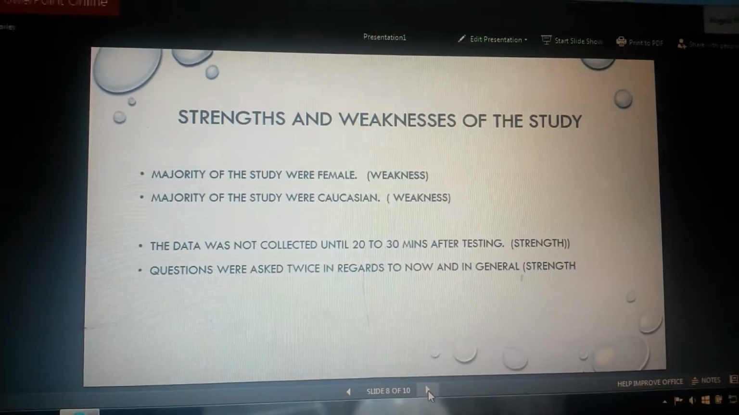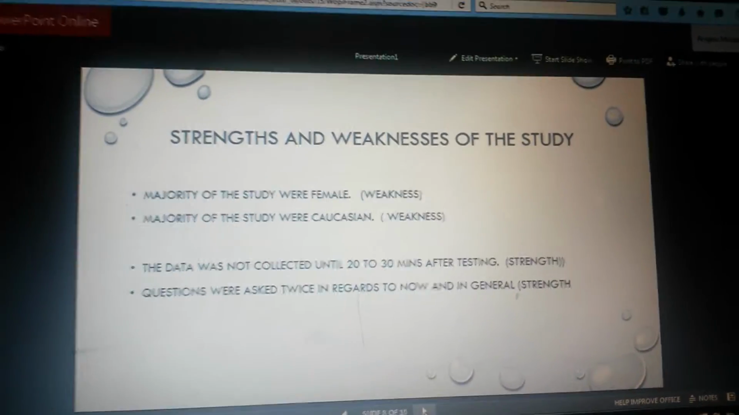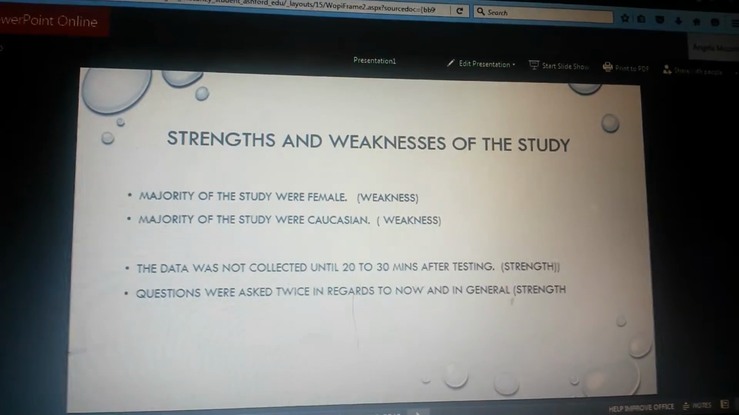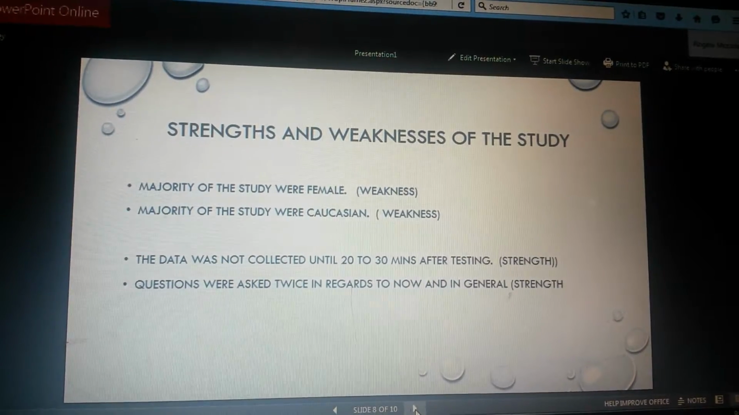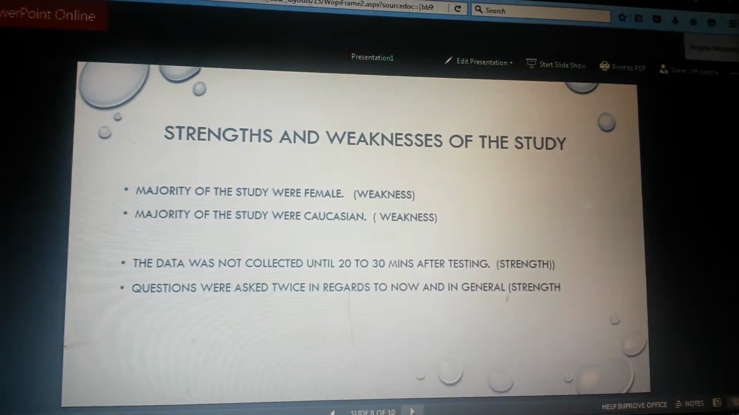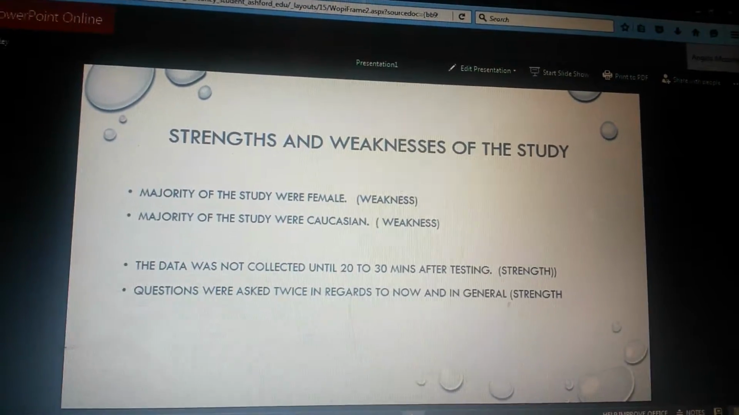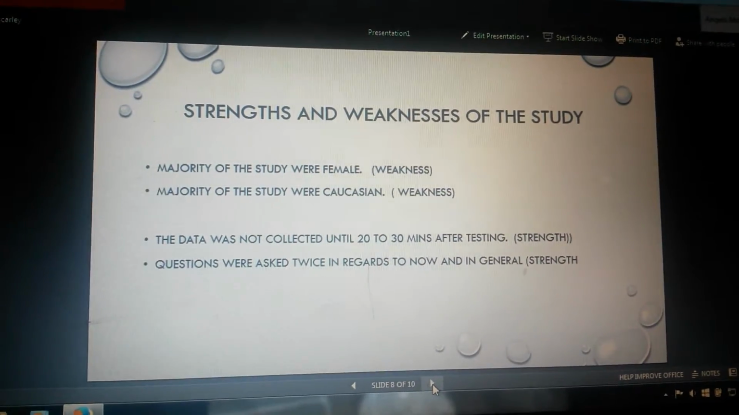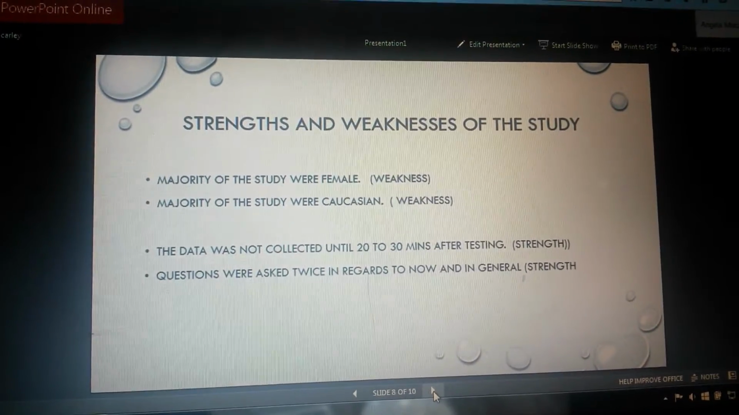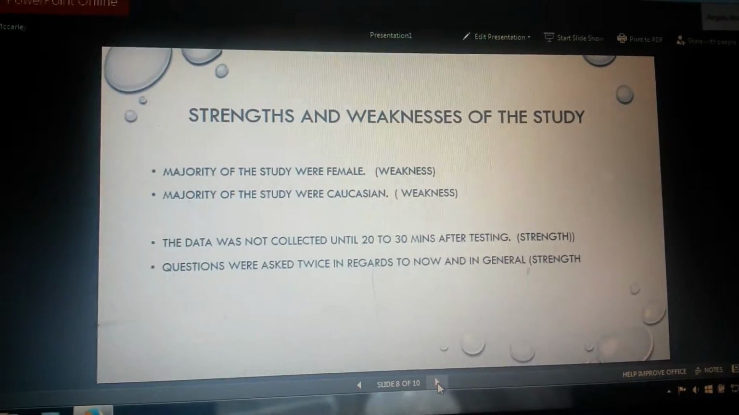Strengths and weaknesses of the study. One of the weaknesses of the study is that the majority of the participants were women. Some might say that cognitive differences may exist between genders, however, gender performance did not affect the results. The group was also mainly made up of Caucasians with a smaller portion of other racial and ethnic groups. One of the strengths of the study was that the data was not collected until 20 to 30 minutes after the test. This was able to show the association between the positive affect and verbal fluency over a larger amount of time.